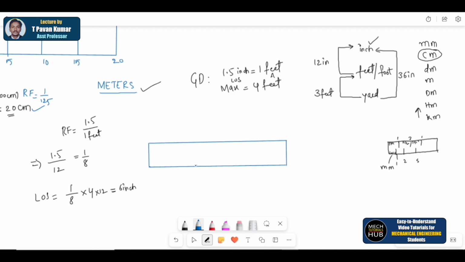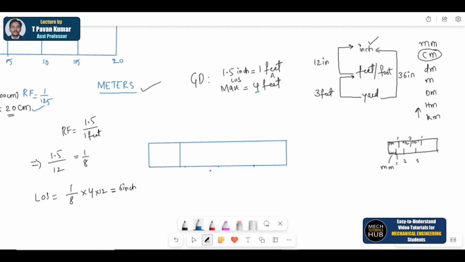Now how many parts do I need to make? That is more important. Maximum is what? 4. So divide this into 4 parts. Maybe this is your first part, second part, third, and fourth. I have more distance, so let me draw a line: this is my first part, second, third and fourth.